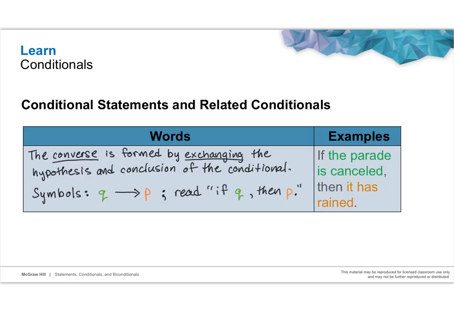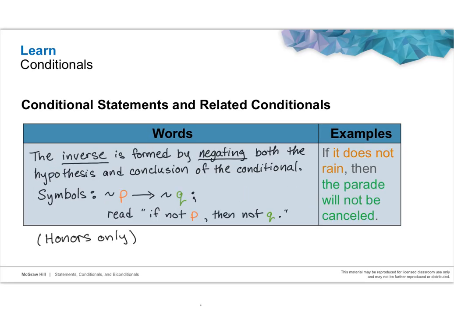So all we want to do when we think of a converse, we're going to form that by exchanging the hypothesis and the conclusion. So remember, our original statement was if P then Q. Our symbols are reversed. We have Q with an arrow to P, which we read if Q then P. And so we take that same example from the previous slide here, and we say, if the parade is canceled, then it has rained.